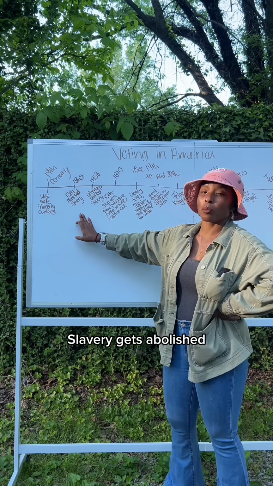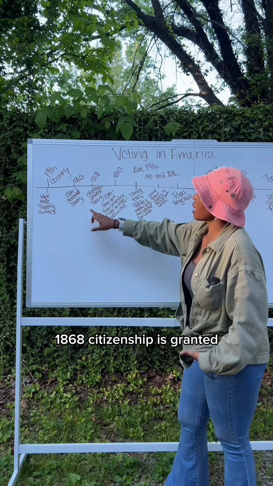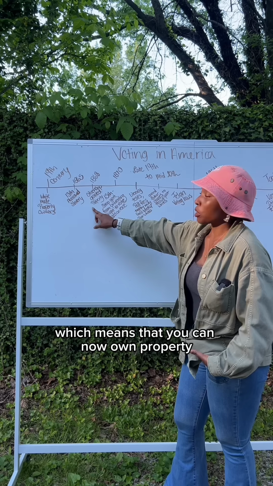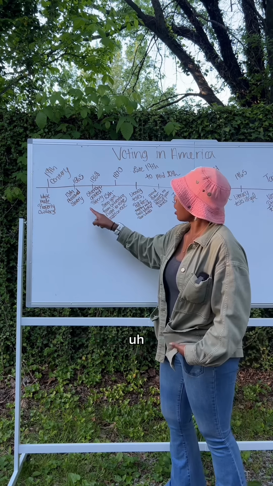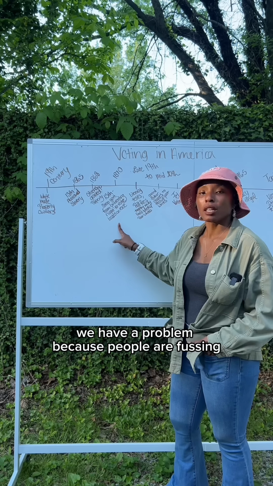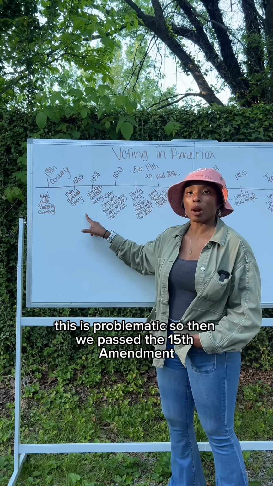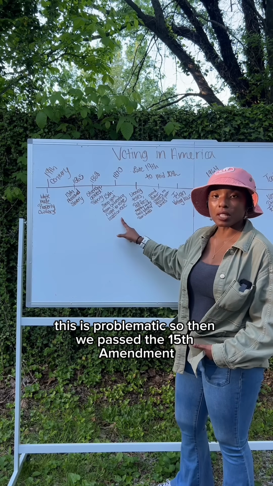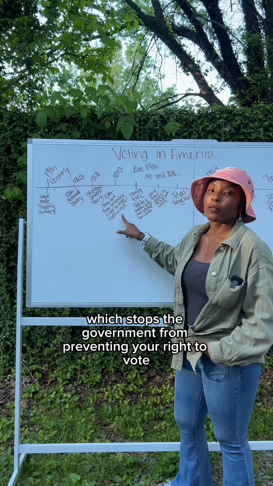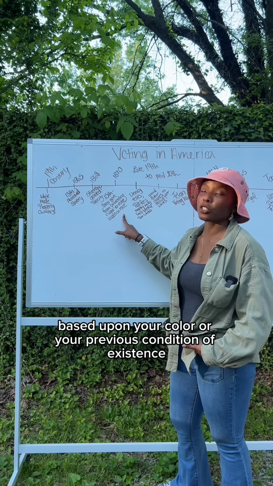1865, slavery gets abolished, but that doesn't mean that all of the problems go away. 1868, citizenship is granted, which means that you can now own property. 1870 comes around, we have a problem because people are fussing. There's people who are now citizens who are unable to own property. This is problematic. So then we pass the 15th Amendment, which stops the government from preventing your right to vote based upon your color or your previous condition of existence.